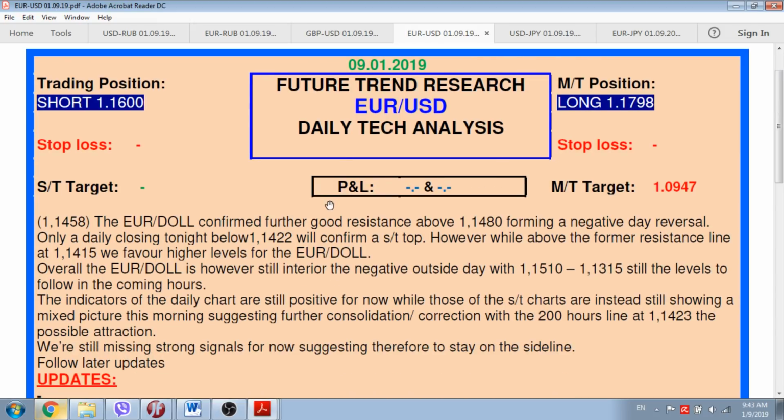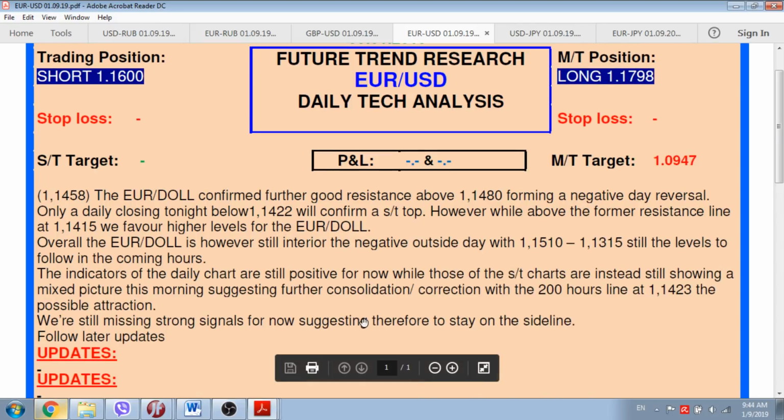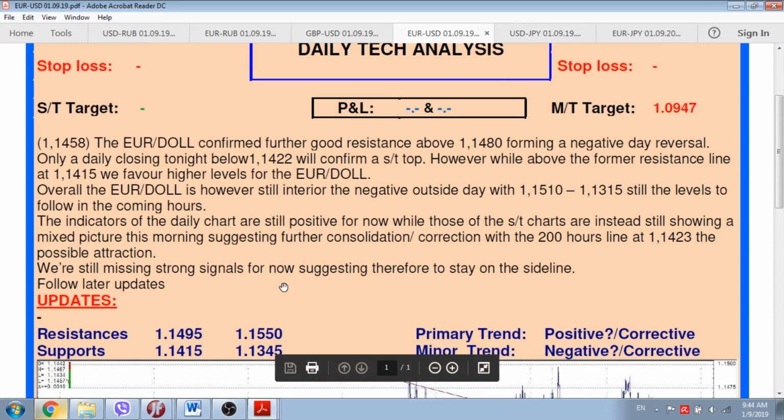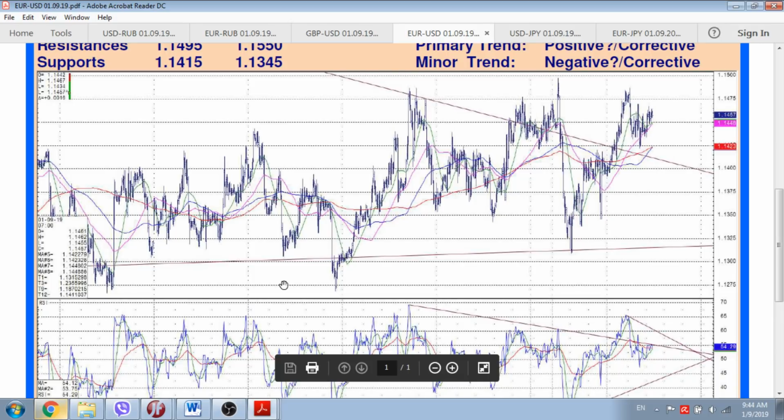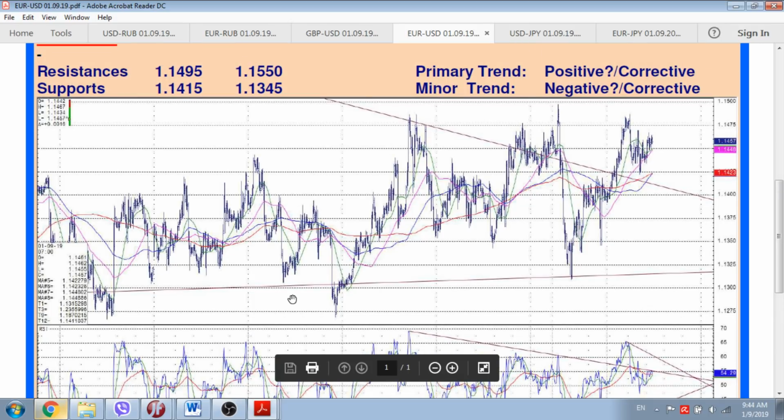Euro-dollar, today is 9 of January 2019. As you could see, trading positions from Future Trend Research: a short one at 116 and the long consolidated average price at 117.98. Euro-dollar confirmed a further good resistance above 114.80, forming a negative day reversal. Only a daily closing tonight below 114.22 will confirm a short-term top.